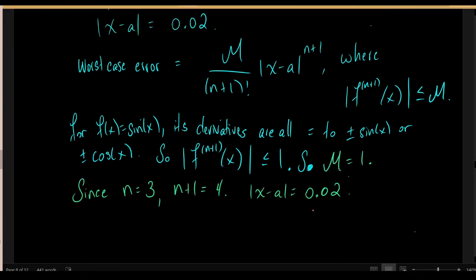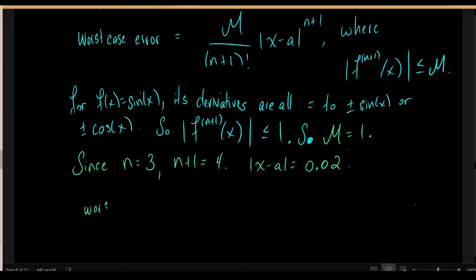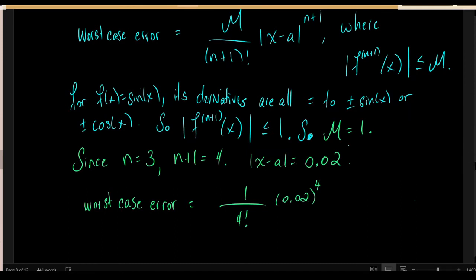So having observed all that, let's plug those observations into this expression for the worst case error. The worst case error: m is equal to 1, n plus 1 is equal to 4, so we're dividing by 4 factorial. We have 0.02, and that's being raised to the power n plus 1 equals 4. Now off to the side, I've gone ahead and calculated this value, and this turns out to be equal to exactly 6.66 repeating times 10 to the minus 9.